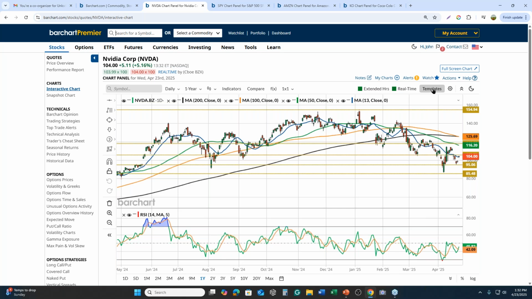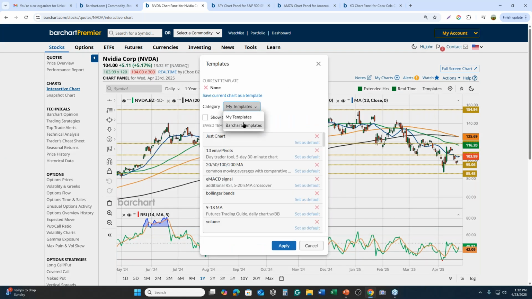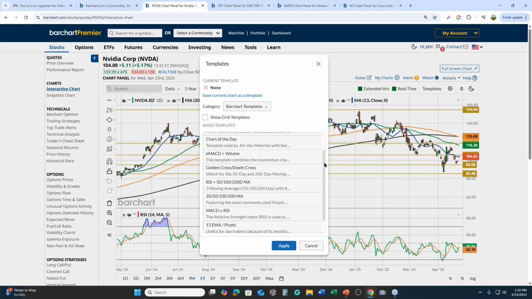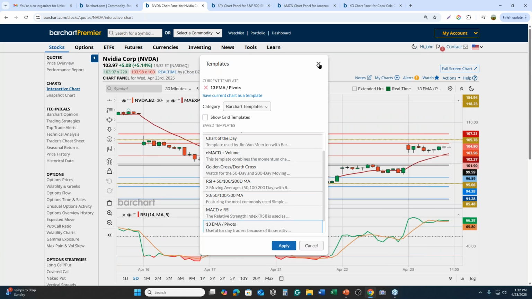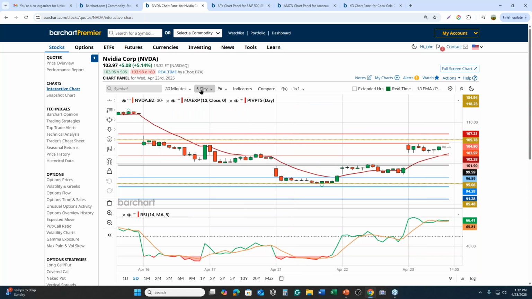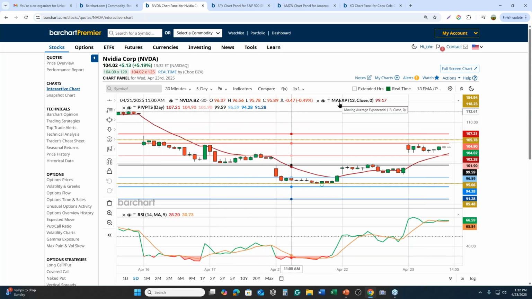So I'm going to go back to my templates here, bar chart templates right there, and scroll down a little bit. And here it says 13 EMA in pivots. Now I'm going to open this up. And this is going to give you a 30-minute time frame chart over a 5-day period. Inside of this chart, you're also going to get a 13 exponential moving average. Now, in a regular trading day for the equities markets, there's 13 30-minute periods in a regular trading day.